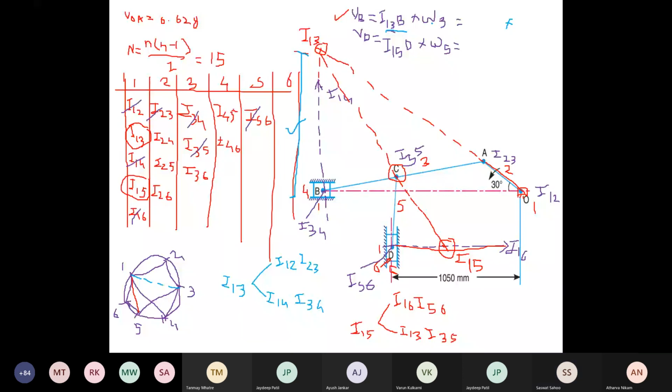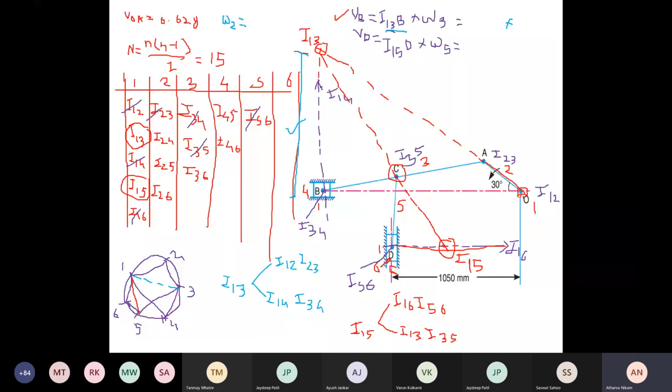Okay, but how can I find out omega 3? Do you know omega 3? Hello? We don't know omega 3, correct? We know omega 2. What is omega 2? Anyone?